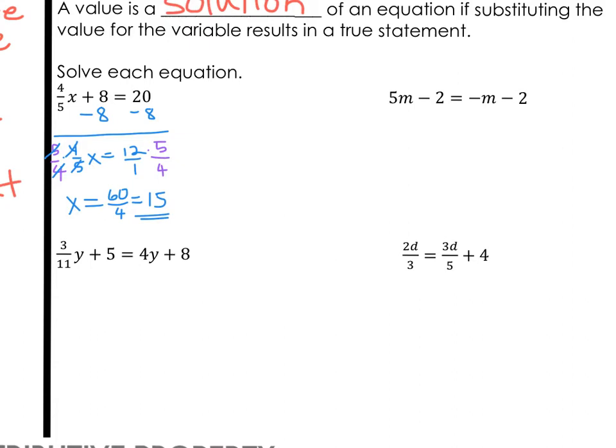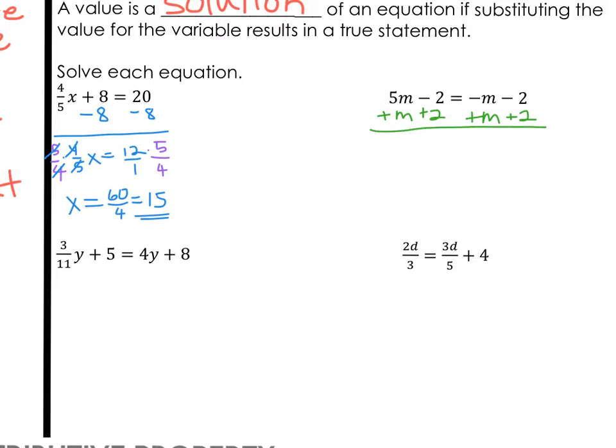For the next example, on the right, notice we have a variable now on each side of the equation. 5m minus 2 is equal to negative m minus 2. In order to isolate the variable, we need to move them to the same side of the equation. I've got 5m on the left, which is positive, and negative 1m on the right. I'm going to move the negative 1m over simply by adding it. I'll also move the negative 2 then to the right by adding that as well.